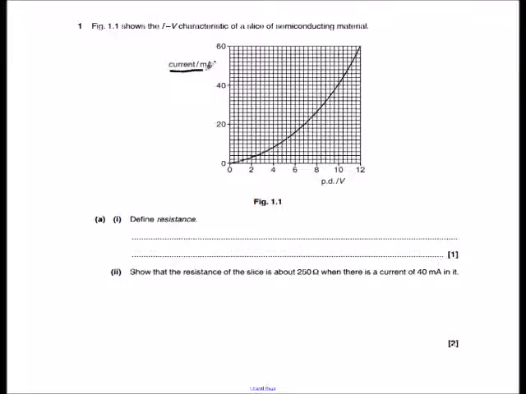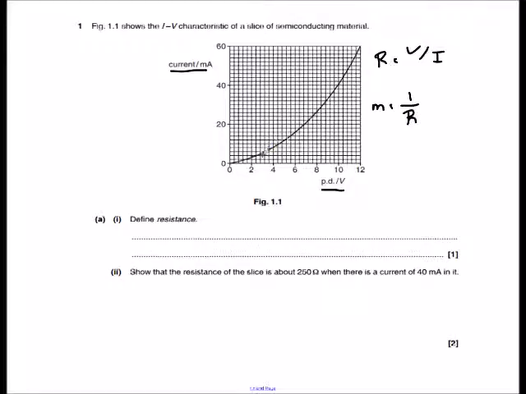So we've got the current on the y-axis and then the potential difference on the x-axis. Now resistance, okay, is voltage divided by current. If you had a graph of voltage on the y-axis and current on the x-axis, so the other way around to this, then the gradient would give you the resistance. But because it's plotted the other way around, the gradient, which I'm going to call m, is actually going to give you 1 over the resistance. So you need to be careful here.